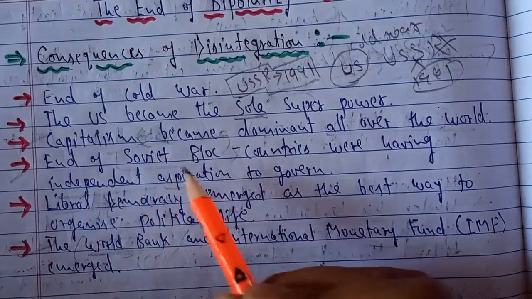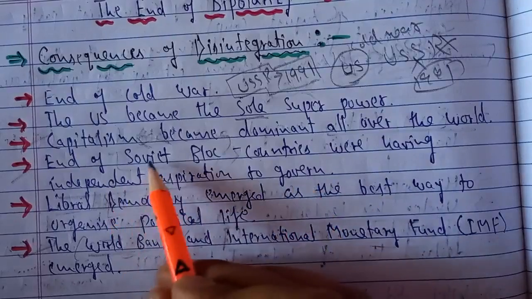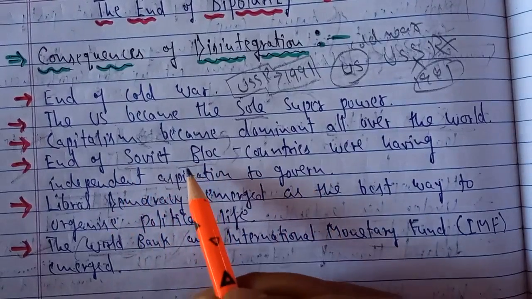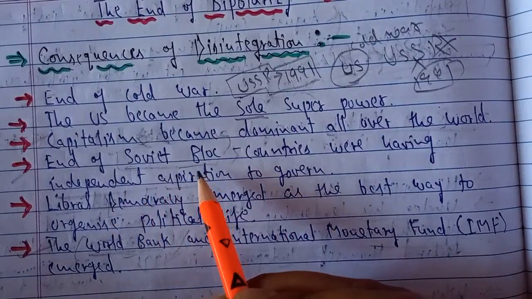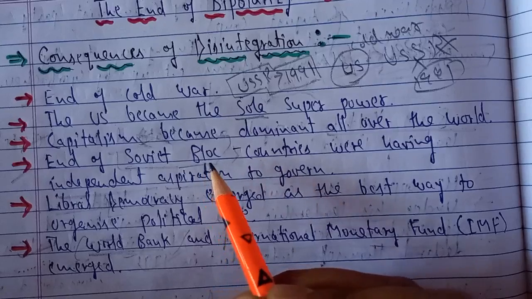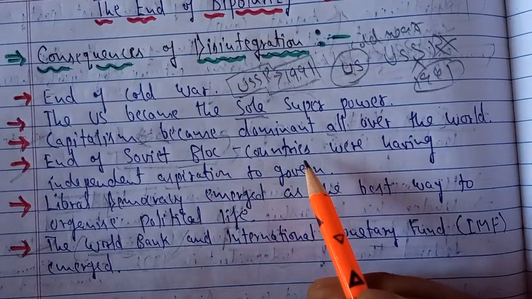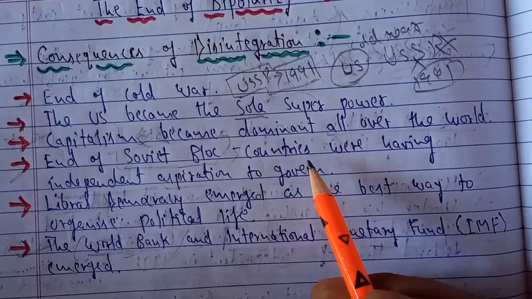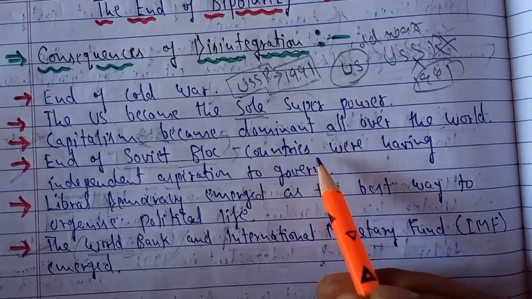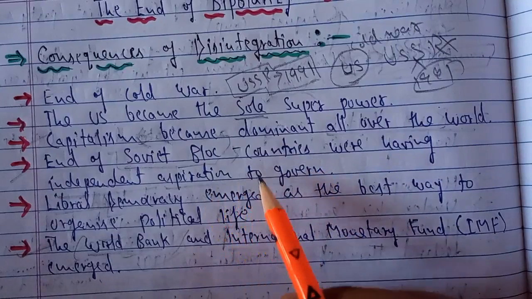Now, the end of the Soviet bloc. Countries had independent aspirations to govern. The bloc means that group of countries which were following the ideology of socialism. That group was dissolved, it disintegrated, and all the members of that bloc were now independent. And as we saw, after disintegration they formed a group, the Commonwealth of Independent States. CIS we have studied. So now all the countries were independent and sovereign, they had independent aspirations, desires and needs, and accordingly they followed the ideology of capitalism.